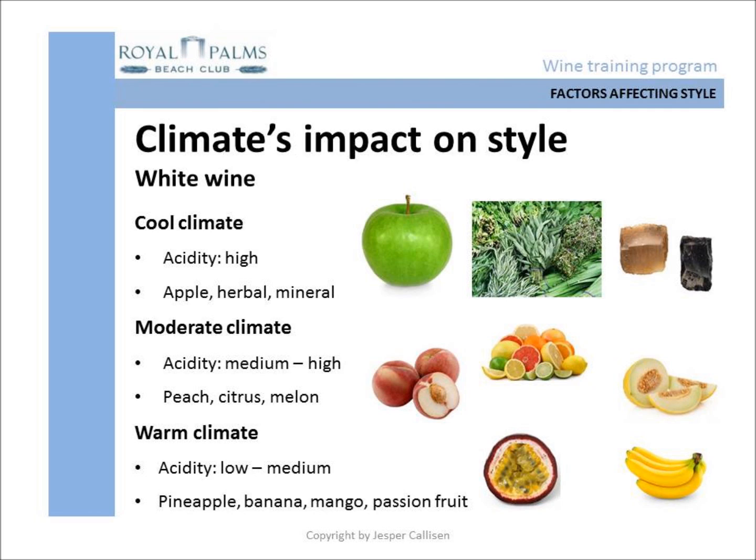Warm climate white wines lose much of their acidity. This is because they get much sunlight and warmth, hence become super ripe with high sugar levels. These wines typically have overly ripe tropical fruit aromas such as banana, mango, and passion fruit.